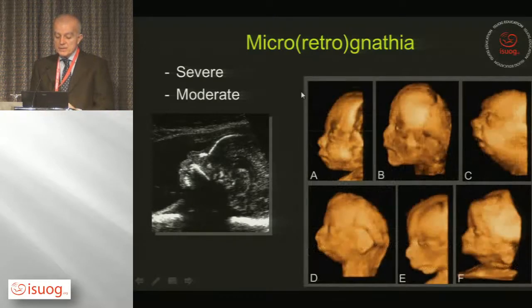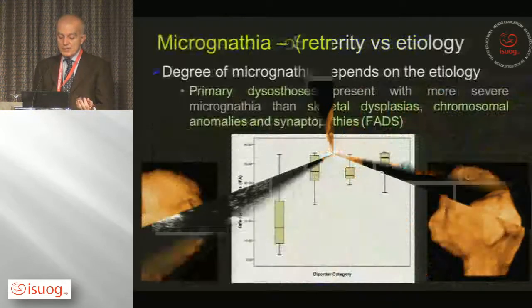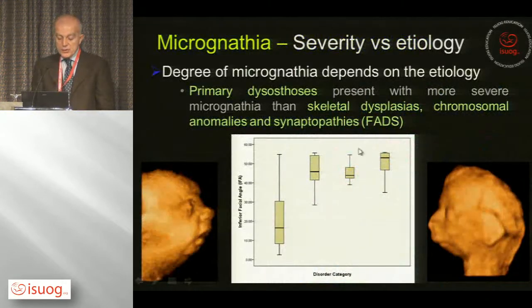It may be, of course, severe, as in this case or in this case, or it may be moderate and even challenging for you to consider whether a single baby has or does not have moderate micrognathia. We have shown that the most severe degree of micrognathia is found in primary dysostosis, whereas all other 3 groups, namely chromosomal abnormalities, non-chromosomal syndromic conditions, and skeletal dysplasias, are associated with a more moderate degree of micrognathia.